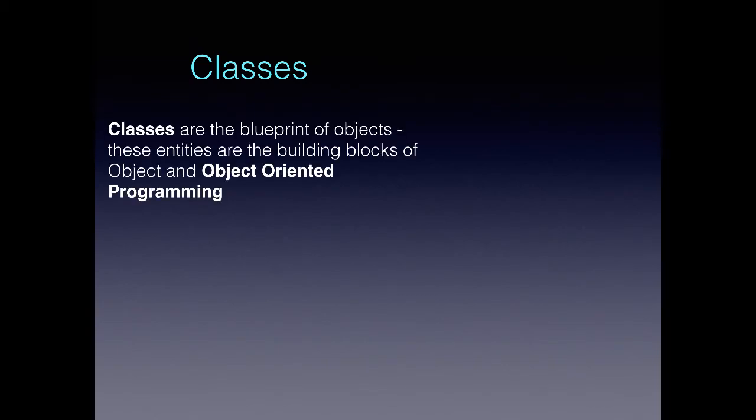So classes are the blueprint of objects, and these entities are the building blocks of objects and object-oriented programming. For example, in the real world, we have, for instance, a ball. This could be a basketball, a soccer ball, or even a football, right? American football, of course. All right. So now this ball here has properties. This ball could have color red, size, and so forth. Those are properties of this ball.